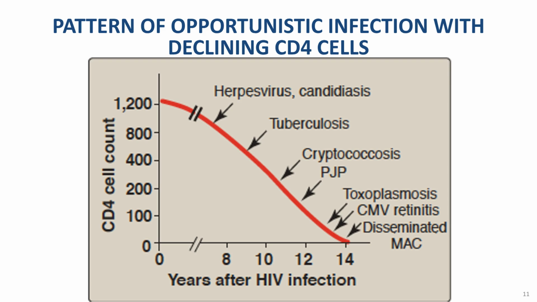At very low CD4 counts, particularly below 50 cells per microliter, we see the most severe opportunistic infections. Cytomegalovirus can cause retinitis, leading to blindness, colitis, and encephalitis. Mycobacterium avium complex, or MAC, causes disseminated infection with fever, weight loss, and anemia.